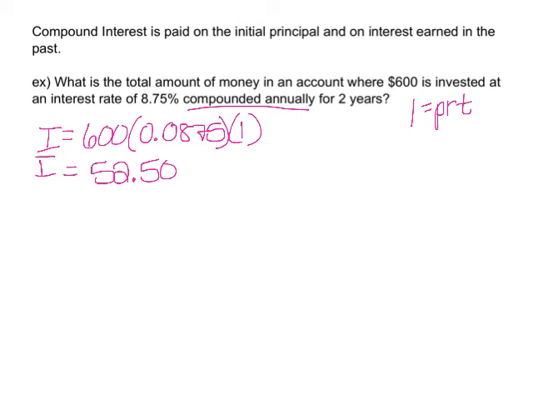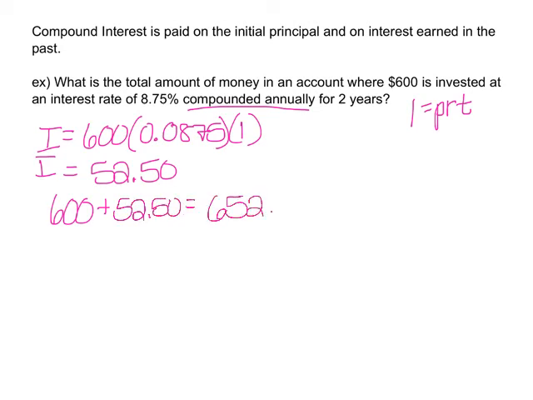So I'm going to add that, because after year 1, so I put in my $600, and I'm going to add that to what I just had in interest for that first year. So I get $652.50. So that's what's in my bank account after the first year. But our question tells me that I'm compounding for 2 years. So now I need to do it again.